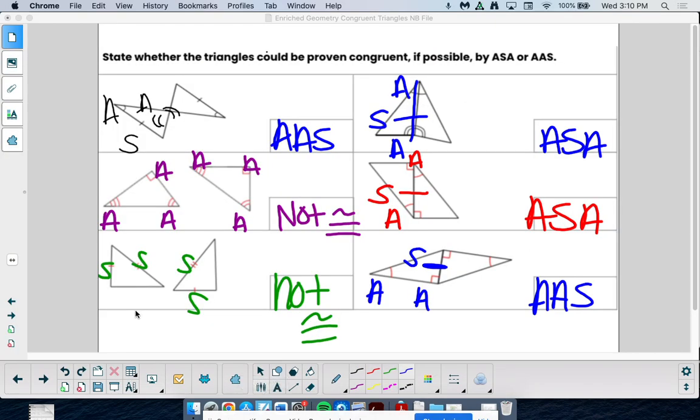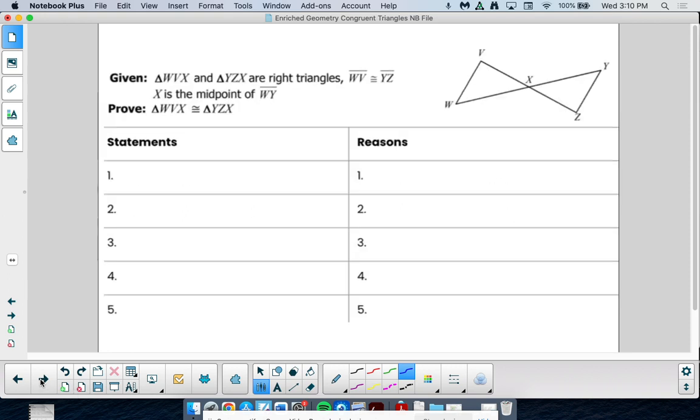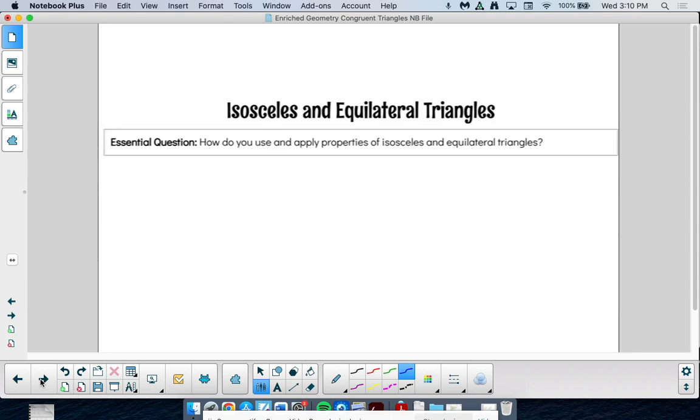Okay, folks, we are going to skip the proving right triangles congruent and go to isosceles triangles. We'll do the other one when I come back. But isosceles and equilateral triangles, we've indirectly or informally talked about these triangles this year. To be honest, you've probably learned about them in elementary school.